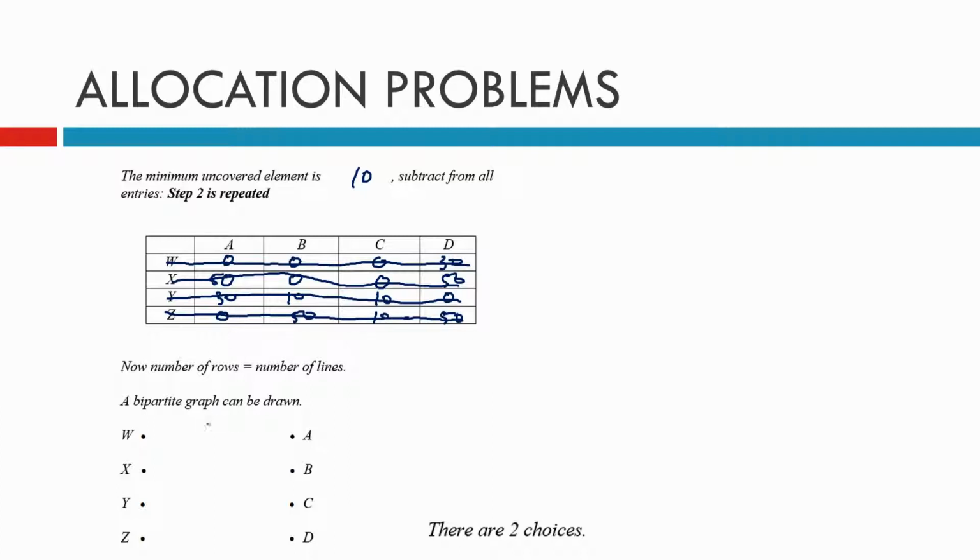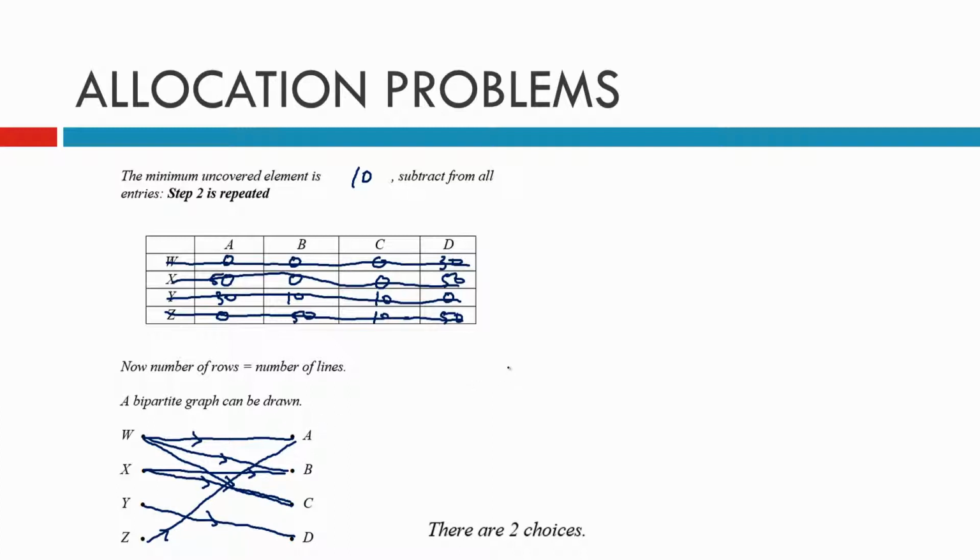For the W, we can go to where the zeros are. So W goes to A, and we'll draw a line from W to A, and we'll put the arrow on there. W can go to B, and we'll put the line on there. And it's just easier to see with the bipartite graph as well. And W can go to C. Then X can go to either B or C. And Y can go to D only. And Z can go to A only. So here we have 2 choices.